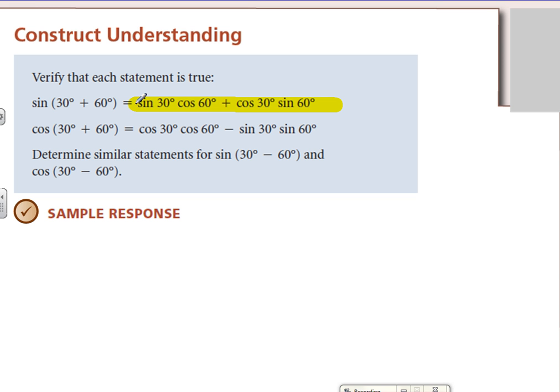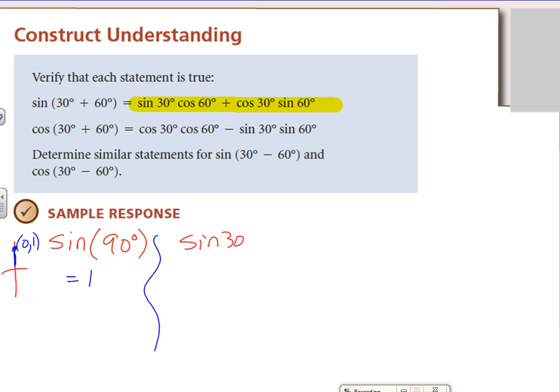Sine of (30 plus 60). Hey, that's the same thing as saying sine of 90 degrees. Sine of 90 degrees, going to the unit circle. We're talking right here. Oh, that's sine, y value. That's equal to 1.